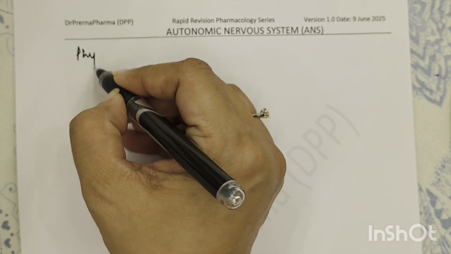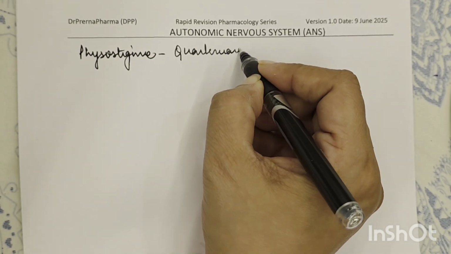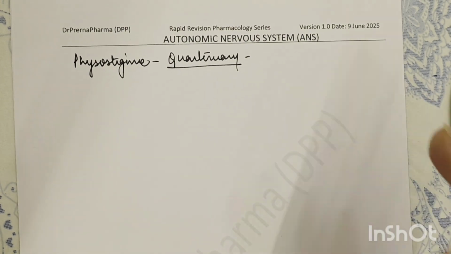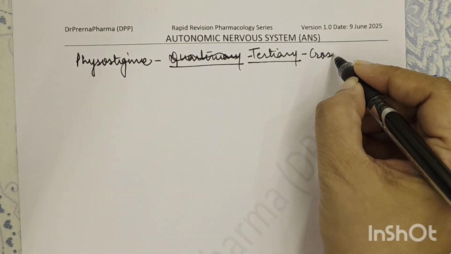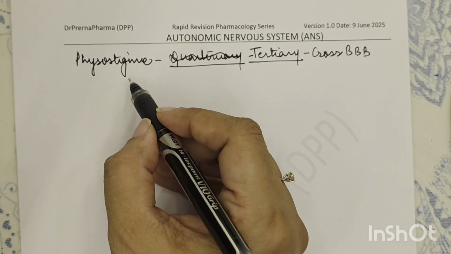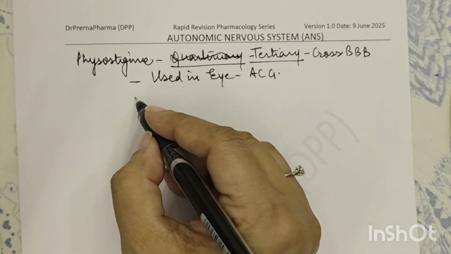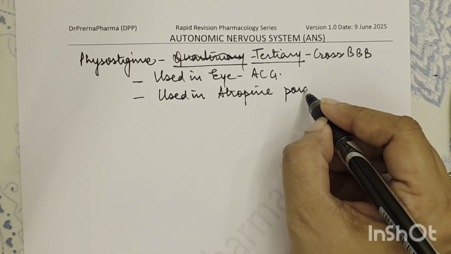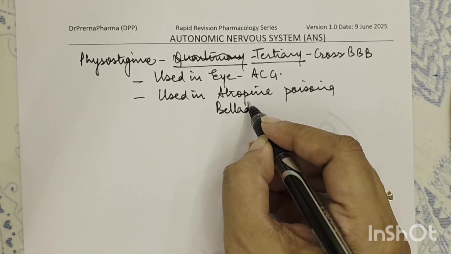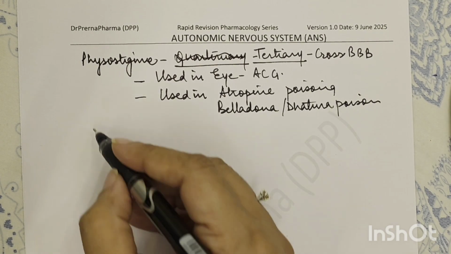Now let's see some of the characteristics of these drugs. Physostigmine is a tertiary compound, and because of it being a tertiary amine, it can cross the blood-brain barrier. That is the first thing. Then it is used in the eye in angle closure glaucoma. Physostigmine is used in atropine poisoning. It is the treatment of choice in atropine poisoning, also in belladonna or datura poisoning. So this is atropine, physostigmine.